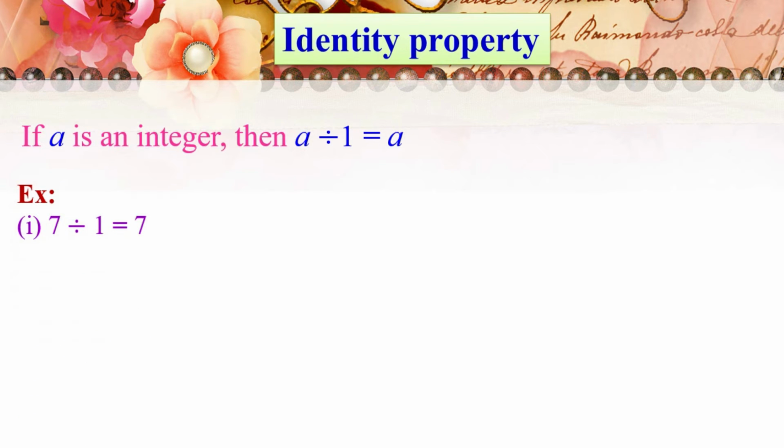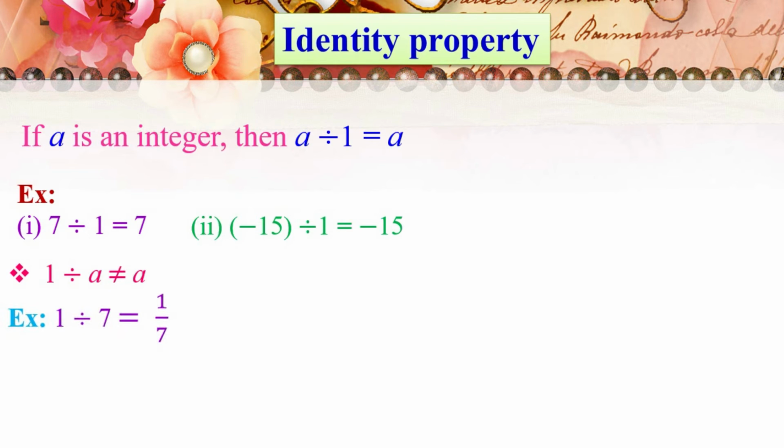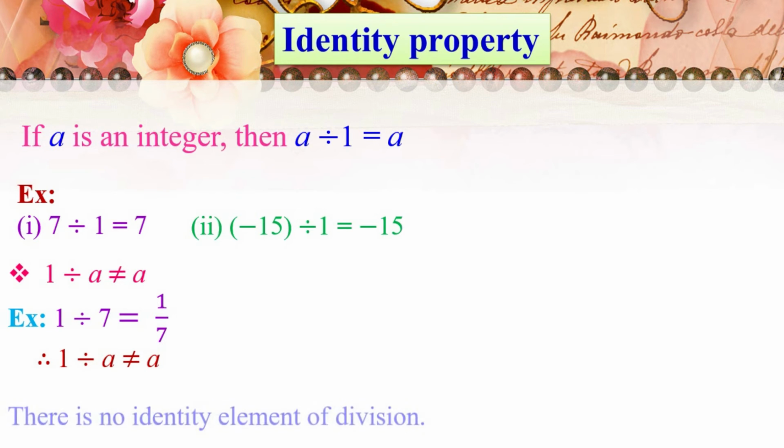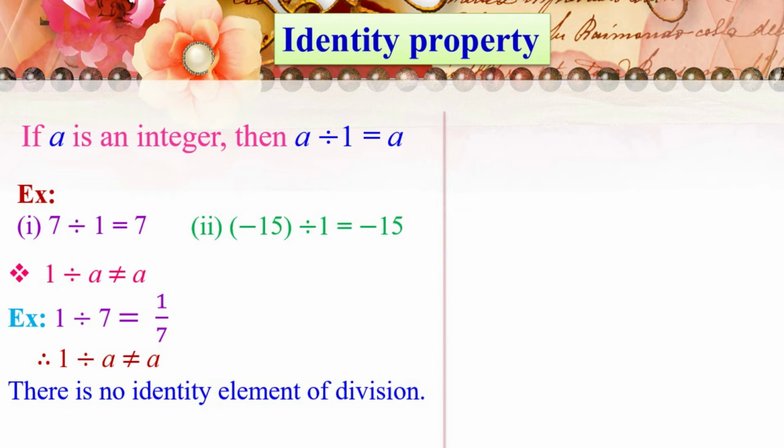Let's see the identity property. If a is an integer, then a divided by 1 is equal to a. Let's see the example. First one, 7 divided by 1, we get 7. Second one, minus 15 divided by 1, we get minus 15. According to the statement, a divided by 1 is equal to a, and 1 divided by a is not equal to a. Let's check. a equals 7, substitute the value, we get 1 divided by 7 is equal to 1 by 7. Therefore, 1 divided by a is not equal to a. There is no identity element of division.